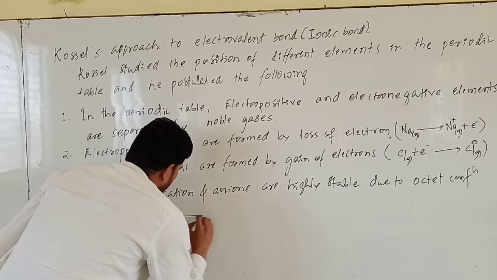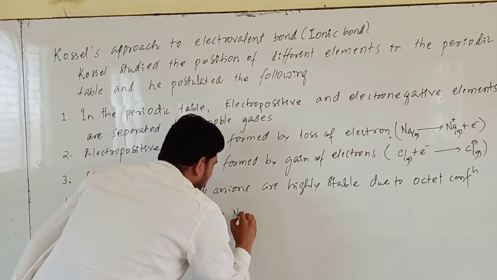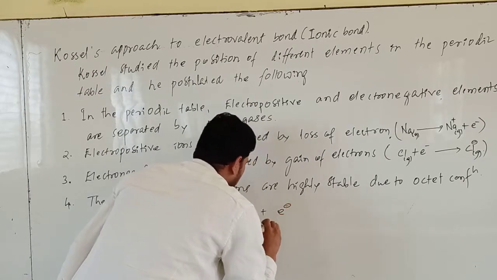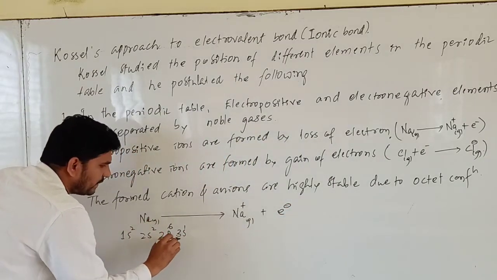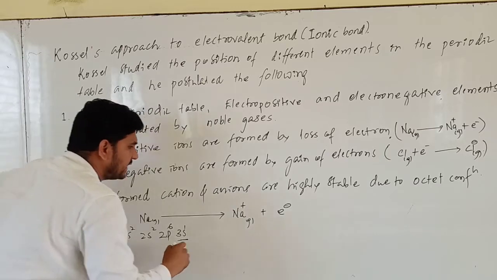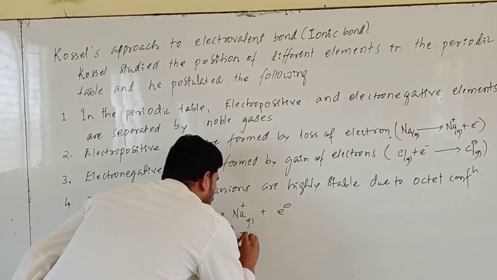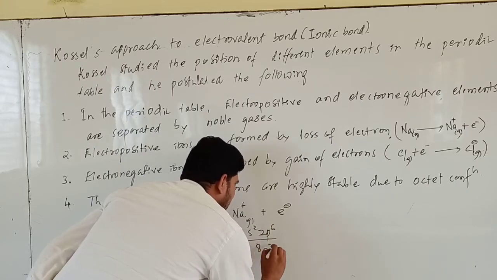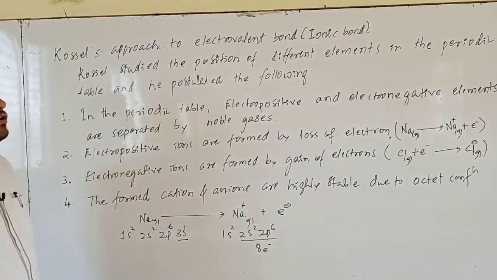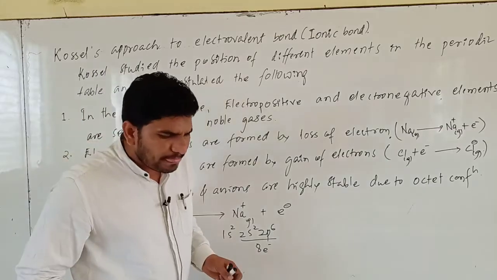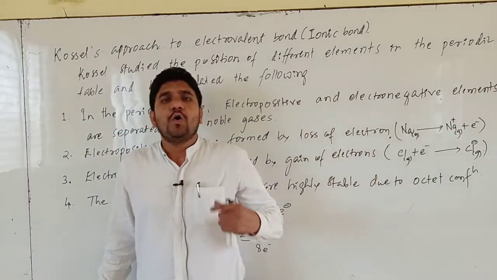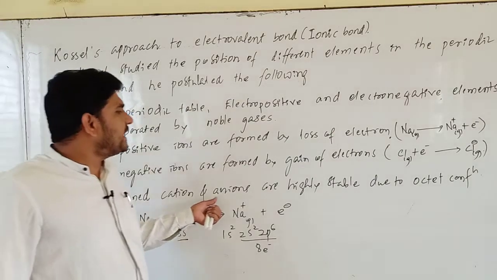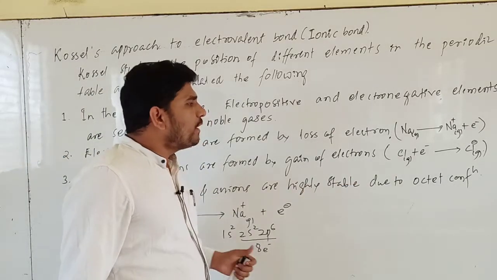When sodium becomes sodium plus 1, the sodium plus 1 gaseous cation is stable. The reason is that when it loses the 3s1 electron, it becomes 1s2, 2s2, 2p6. How many electrons are there in the valence shell? 8 electrons. It attains what? Octet configuration. Octet means 8 electrons in its valence shell. Exactly, right. The formed cation and anions are highly stable due to octet configuration.